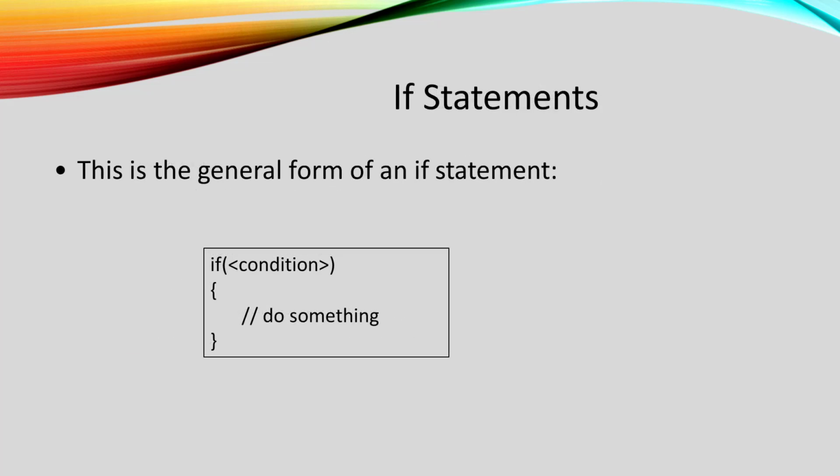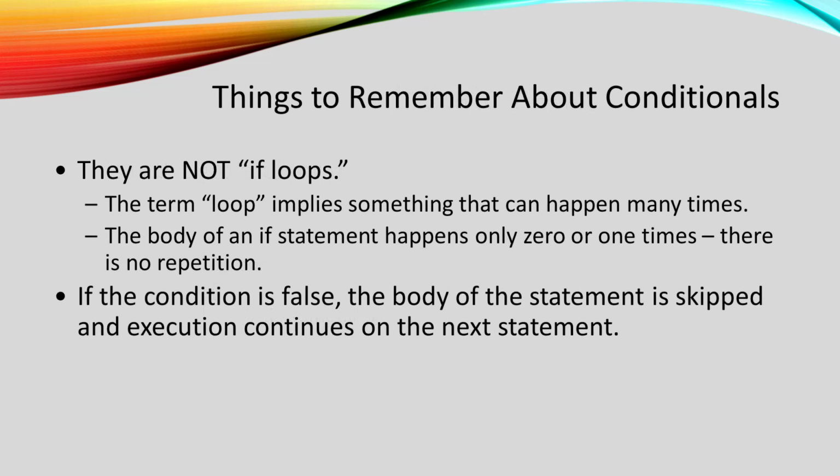So the general form of an if statement is the keyword if, then parentheses holding a condition, curly brackets holding the stuff that we're choosing whether we're going to do or not do. So there are a couple of important points to make about conditionals. First, they are not if loops. Sometimes students will call them if loops. The term loop implies something that can happen many times, something that is repeating. An if statement is not doing something more than once. It is just choosing, will I do something or will I not do something?